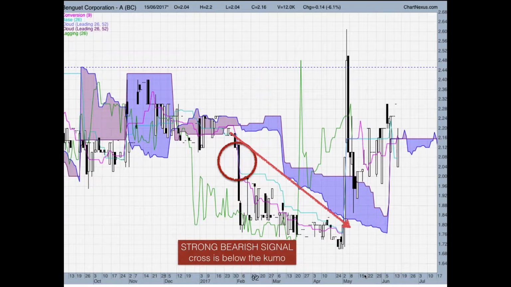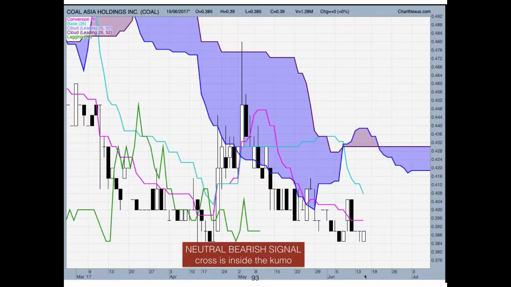Now, a strong bearish signal is produced if the crossover happens below the Kumo. With a strong bearish signal, prices are likely to continue on a strong downtrend after the crossover. This is the strong bearish signal for BC.